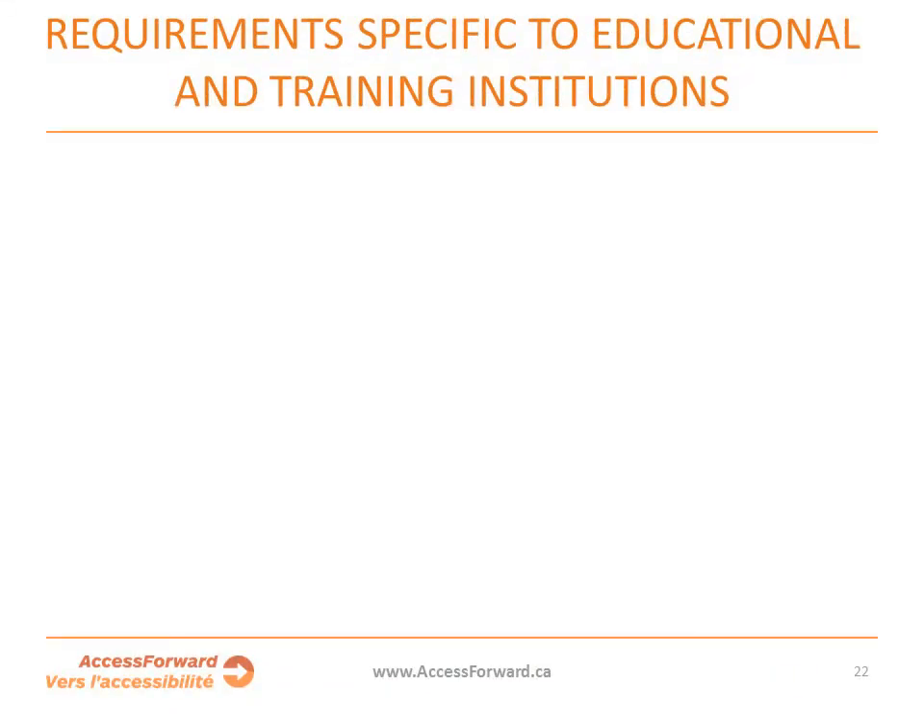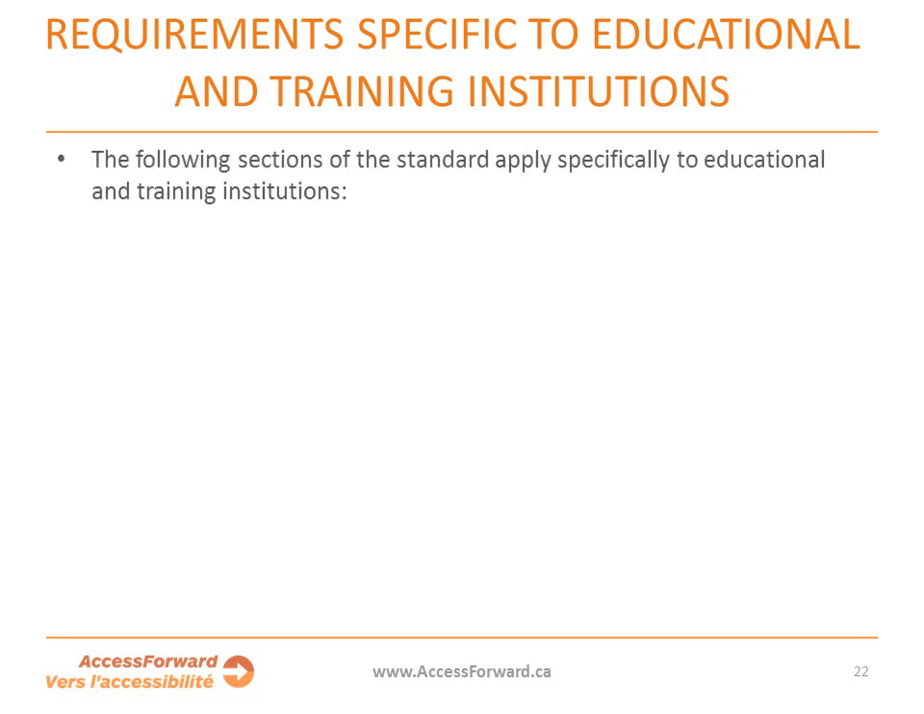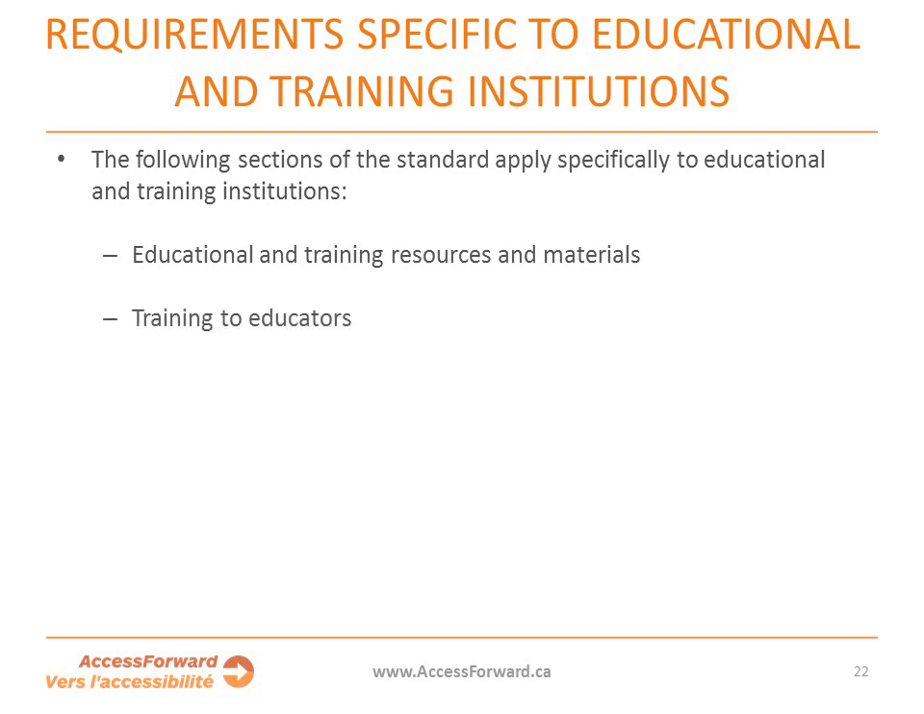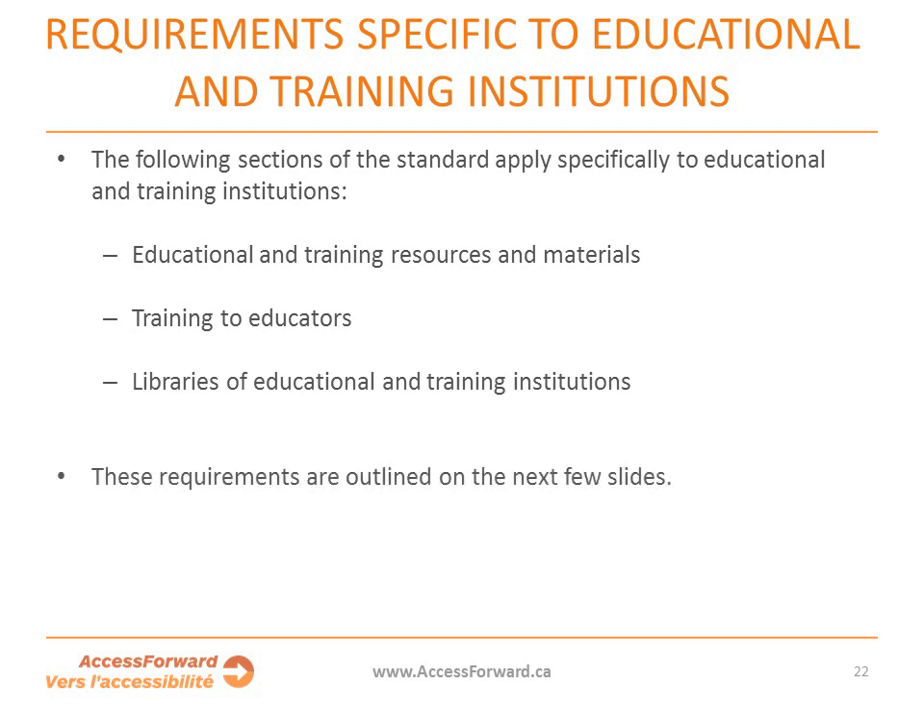Requirements specific to educational and training institutions. The following sections of the standard apply specifically to educational and training institutions: educational and training resources and materials, training to educators, libraries of educational and training institutions. These requirements are outlined on the next few slides.